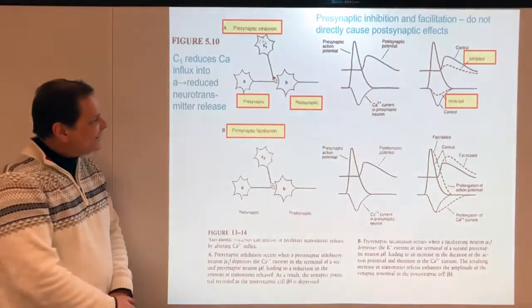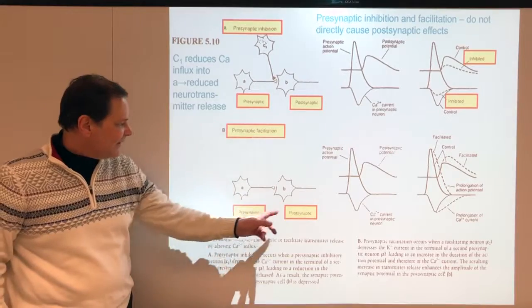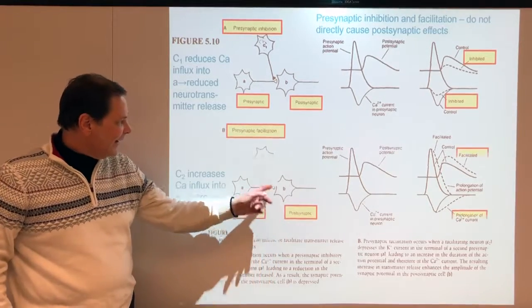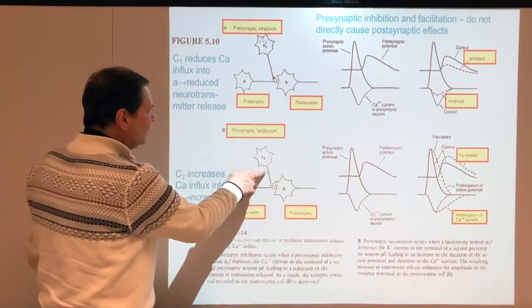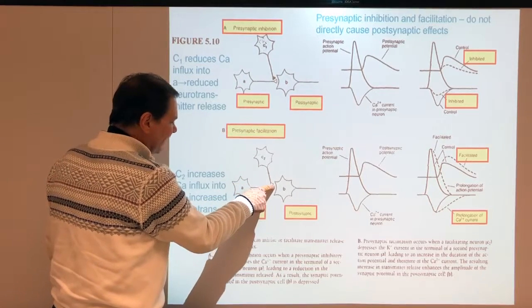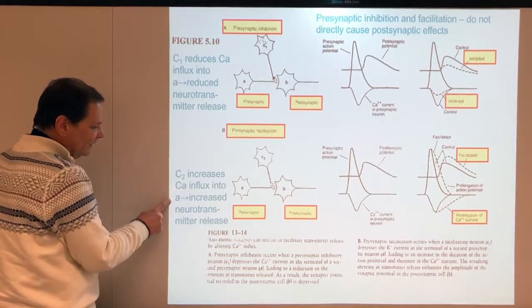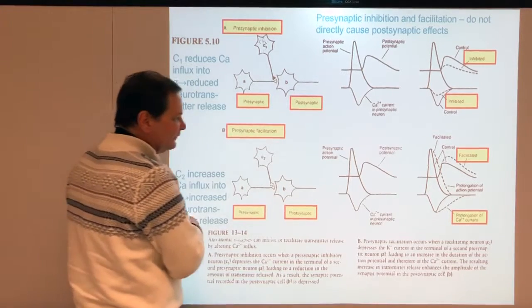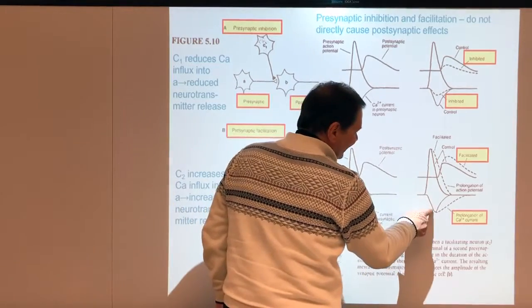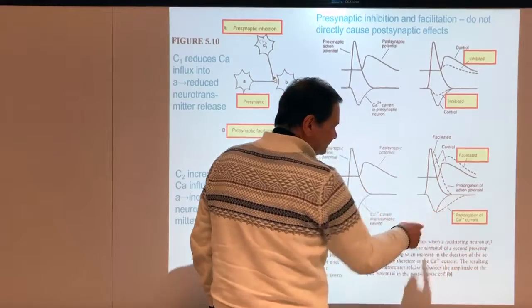If we're talking about presynaptic facilitation, again, we have our presynaptic and postsynaptic membranes, and RC2 causes postsynaptic facilitation. Again, it synapses on the presynaptic membrane. In this case, it causes an increase in calcium influx, and that increases neurotransmitter release. So here's my calcium influx. The dashed line is the increased calcium current.